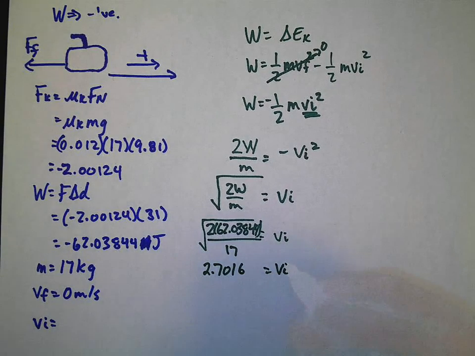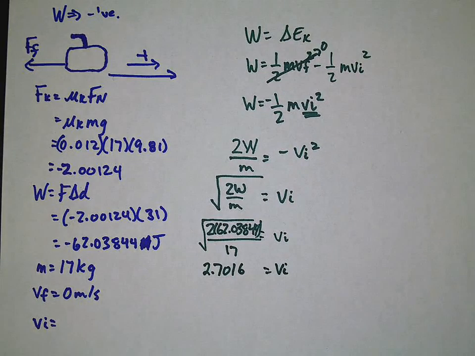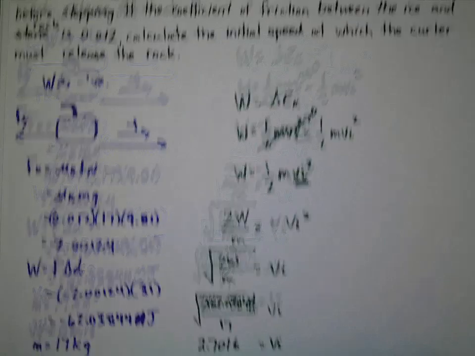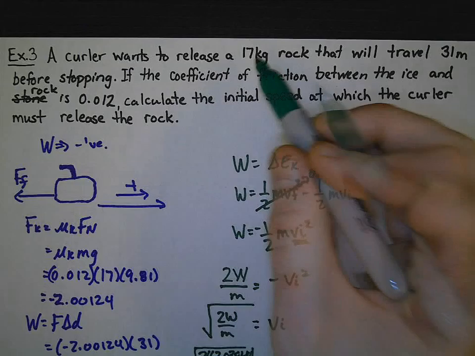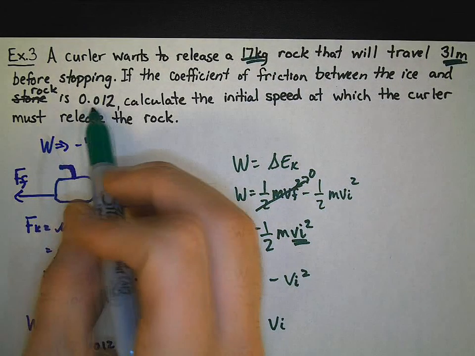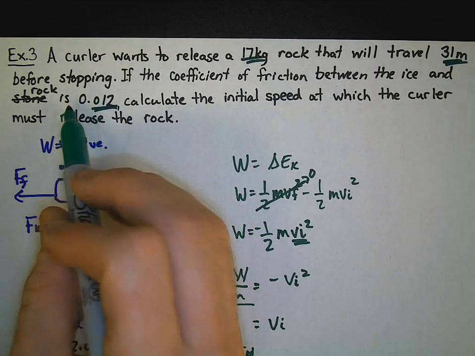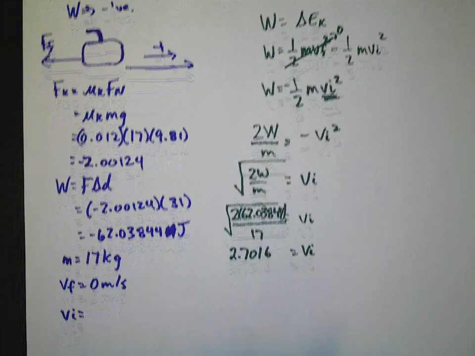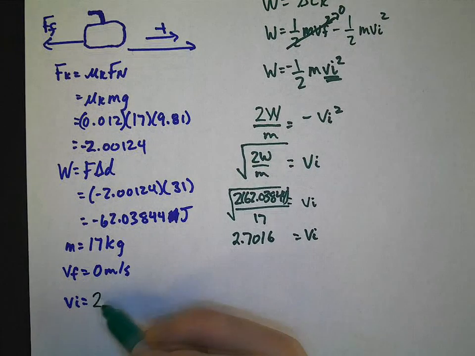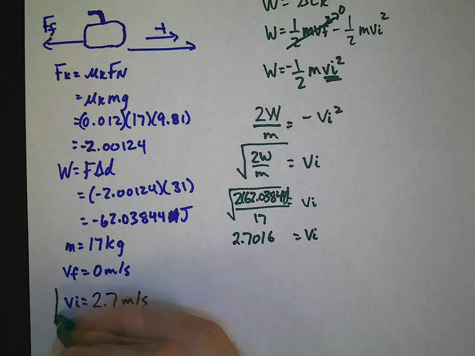We get our initial speed of 2.7016. Look at your significant digits very carefully. 2 significant digits, 2 significant digits. This decimal does not count because beforehand is a 0 as well, 2 significant digits. So my final speed must also have 2 significant digits. Therefore, 2.7 meters per second is the initial speed of that curling rock.